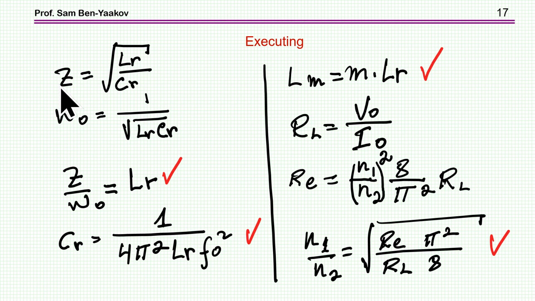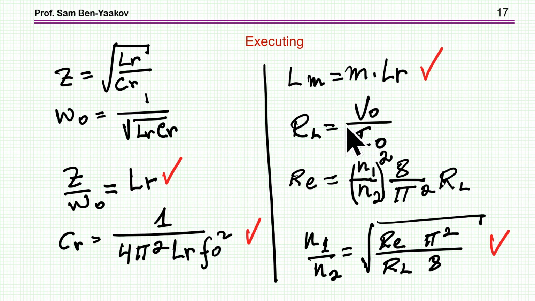Once I have it, dividing Z by omega 0, you can actually get L sub R, okay? C sub R is divided out. So we get L sub R. So already now we get one parameter that we need. Now, knowing the resonant frequency that we want, I can calculate C sub R. So this is the second one. Knowing M, I can calculate Lm. So this is the third one.